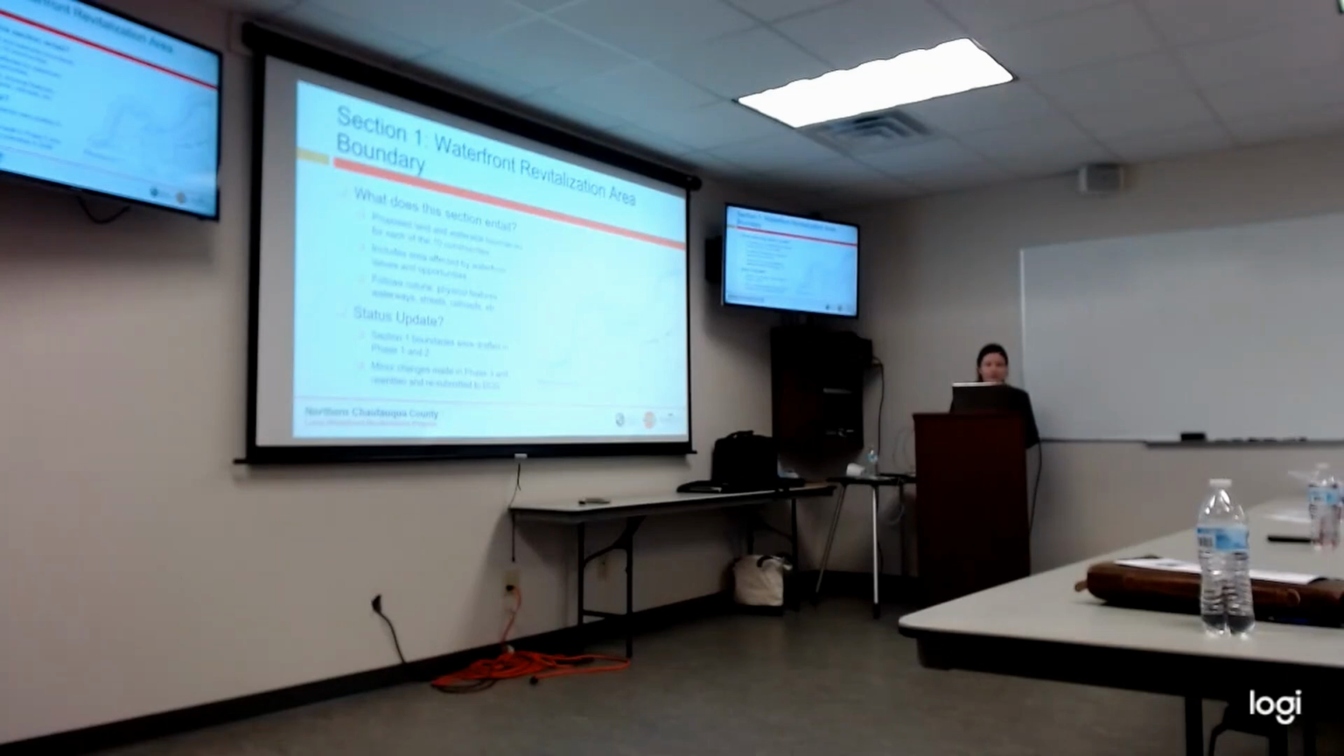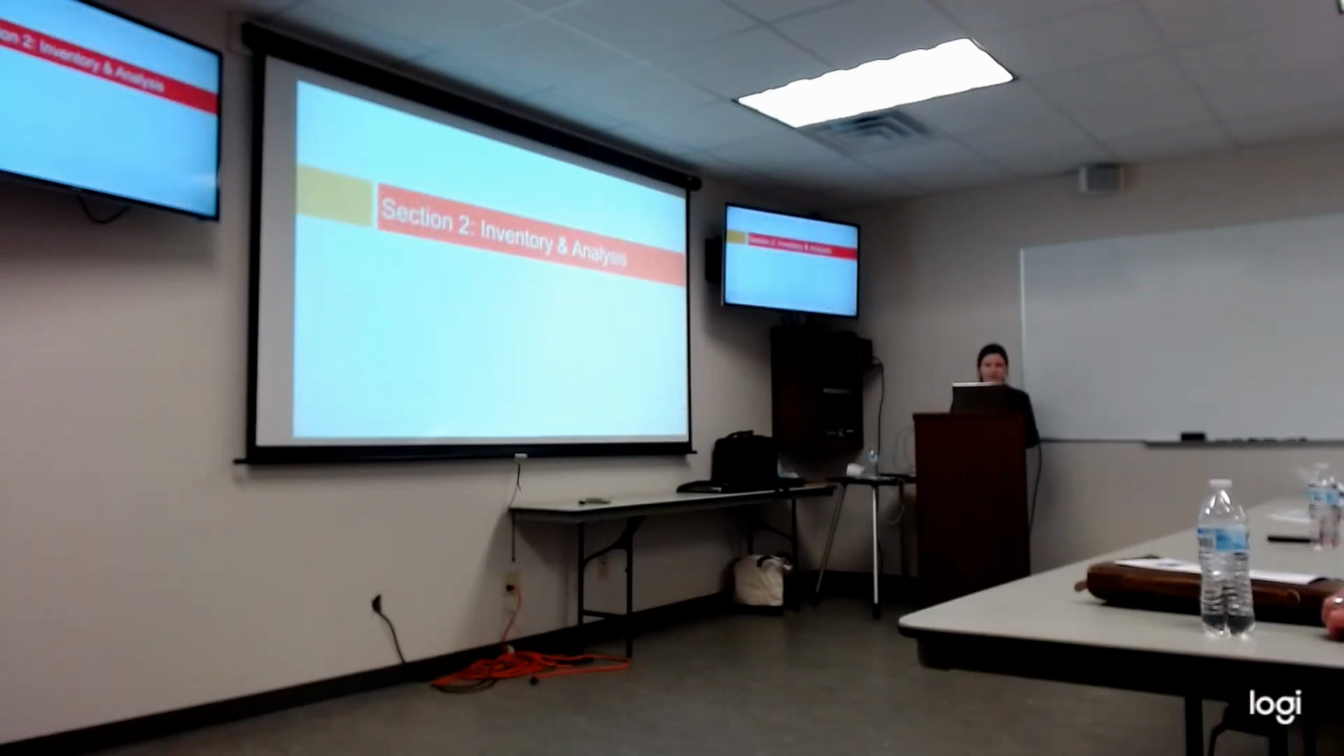Some minor changes were made in phase 3, but they have been rewritten and resubmitted to DOS, so they're currently at the state for their approval. Okay, so the inventory and analysis. This is going to be the bulk of our presentation tonight. So in addition to developing those boundaries, the majority of the work that has been done so far is drafting this section of the LWRPs. So this just describes important resources, persistent or emerging problems, opportunities, and other issues within each community.